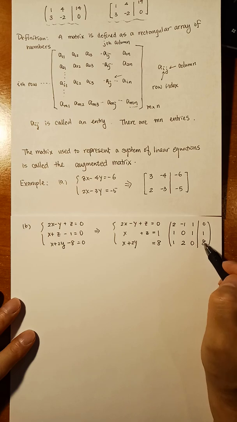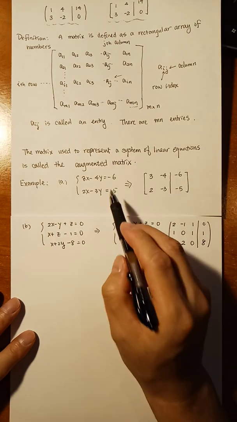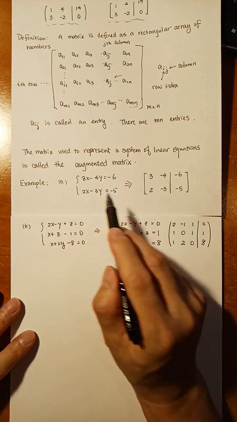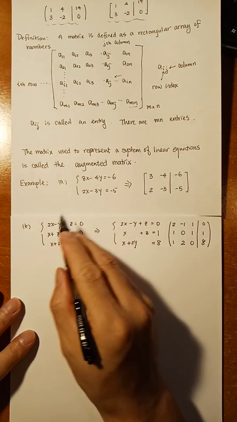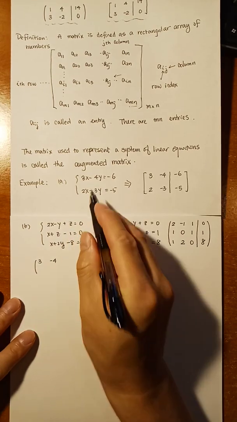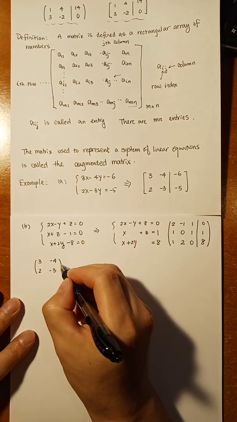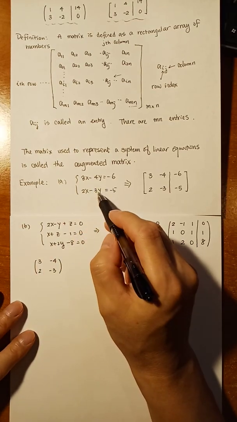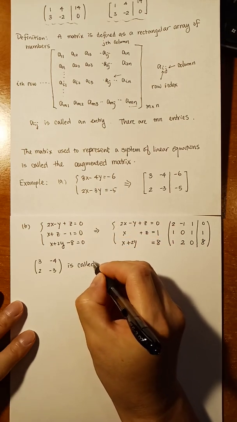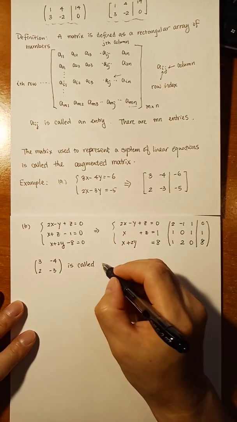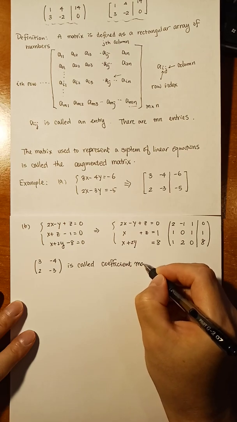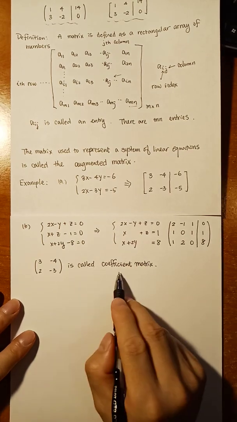If you don't want to always copy the constant numbers from the right-hand side, if you just focus on the coefficients of the variables, for example, for the first one, we can write 3, negative 4, 2, negative 3. We just copy the coefficients of the x and y variables. Then all the numbers are coefficients, so this is called the coefficient matrix.